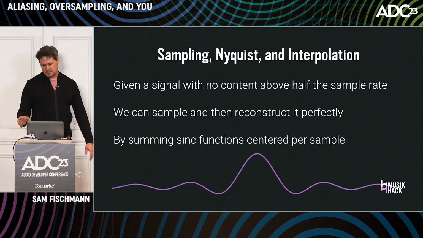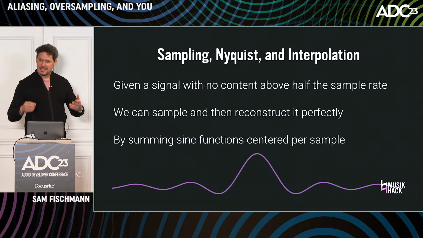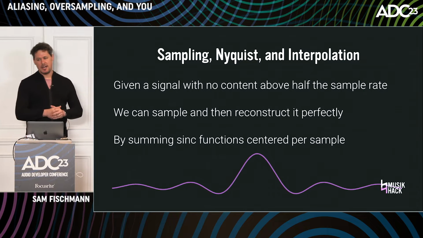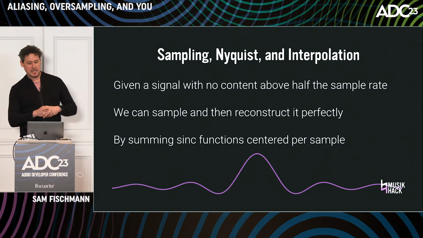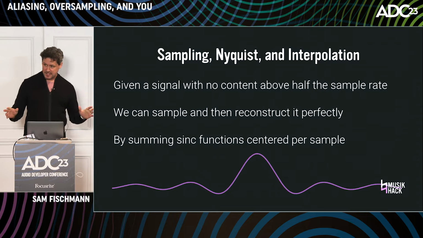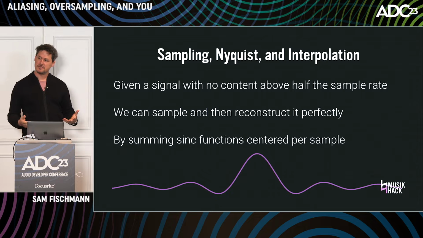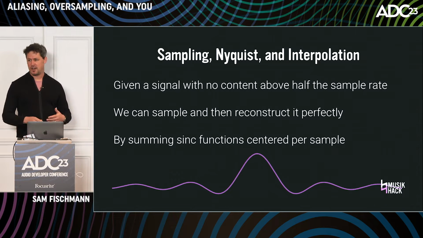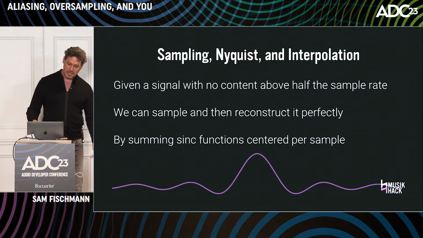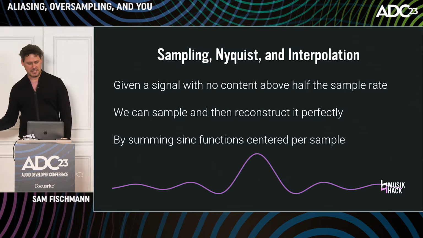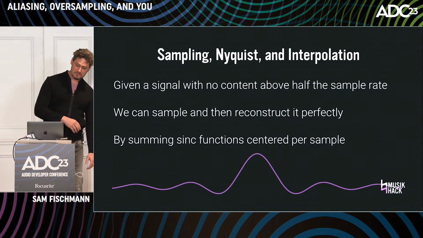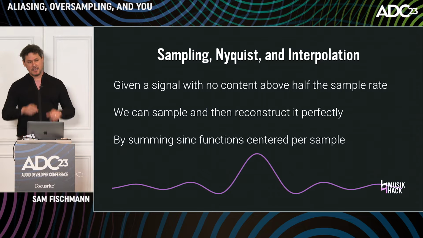So I'm going to start with what sampling is. We're going to talk about the Nyquist-Shannon sampling theory. I'm going to go over it really quick with pictures instead of math. But basically, it says that if we have a signal, and that signal does not have any frequency content above half the sample rate, that's what's called the Nyquist frequency, then we can sample that signal and then reconstruct it perfectly.